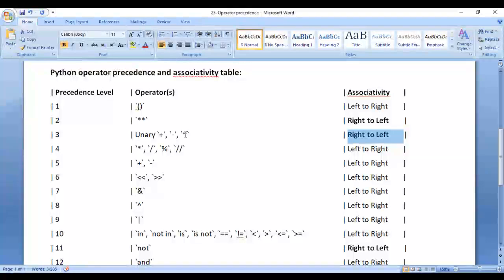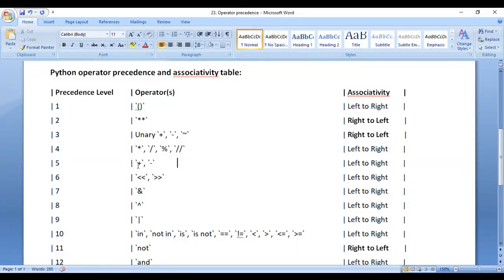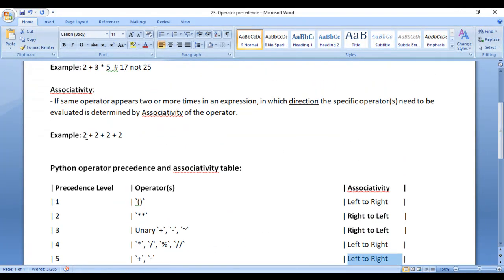That means these operators should be evaluated from right to left, whereas other operators should be evaluated from left to right. The binary plus operator has left to right associativity. That means first we evaluate this plus, then this plus, then this plus. So left to right, 2 plus 2 is 4, 4 plus 2 is 6, 6 plus 2 is 8. So the answer is 8 here, right?